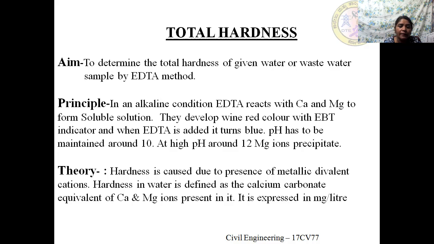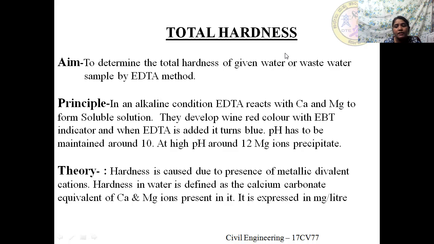Coming to the theory, we know hardness is caused due to the presence of metallic divalent cations. These cations react with soap and form a precipitate, and they also react with certain anions present in the water to form scaling. Hardness in water is defined as the calcium carbonate equivalent of the calcium and magnesium ions present in it.